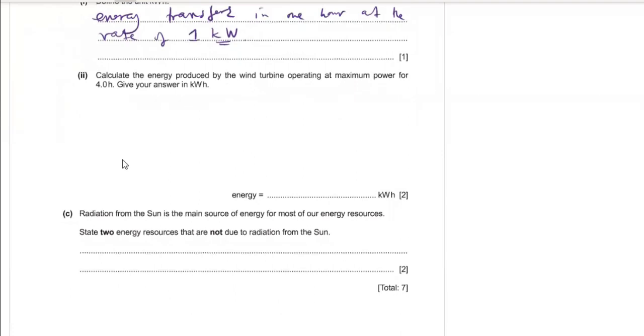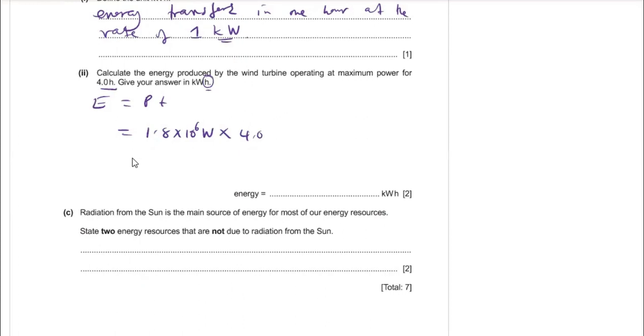Roman 2, calculate the energy produced by the wind turbine operating at maximum power for 4.0 hours. Give your answer in kilowatt hours. So we know very well that energy transferred during this period is given by power times time. The power is 1.8 megawatts, so 1.8 mega is 10 power 6 watts, times time. Time is 4 hours. We will not change to seconds because we have been told to give our answer in kilowatt hours. So we get 7.2 times 10 power 6 watt hours.